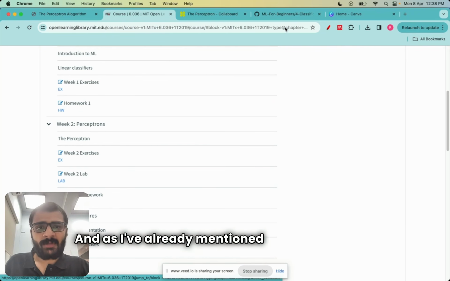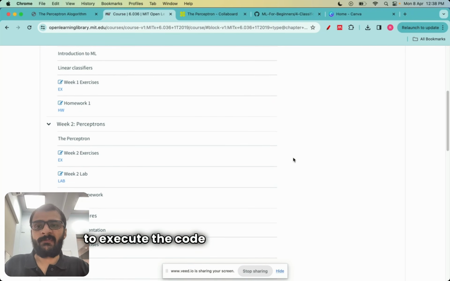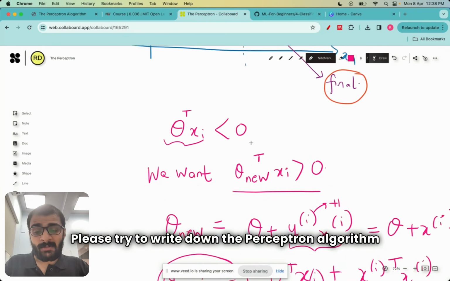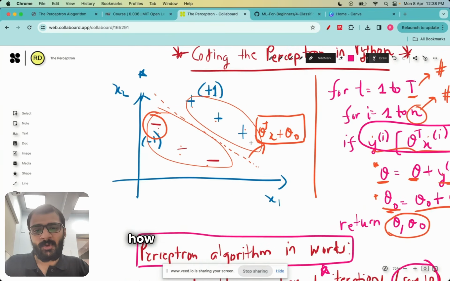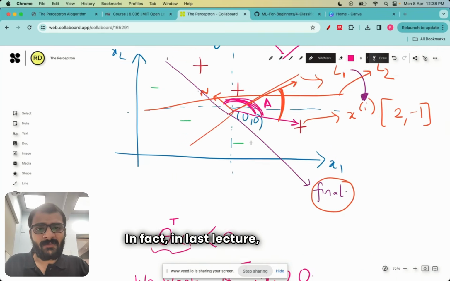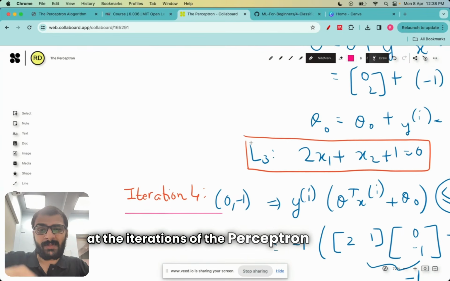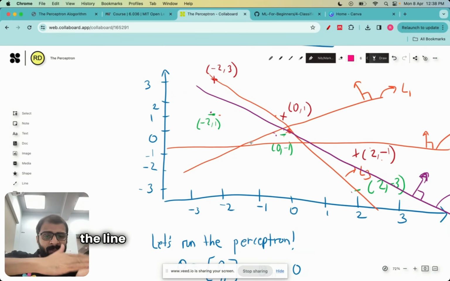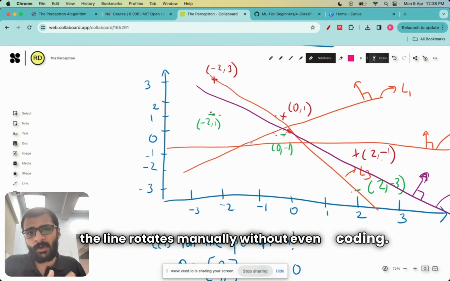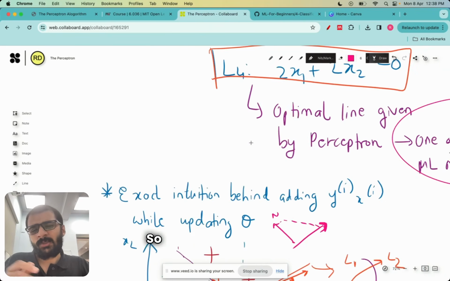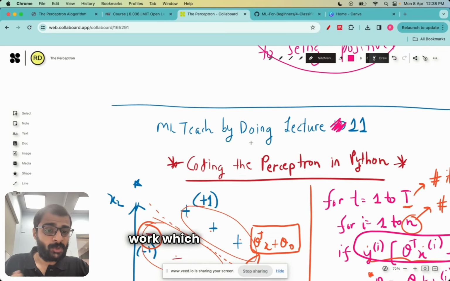As I've already mentioned before, please try to execute the code files which I'm uploading. Please try to write down the perceptron algorithm on your own so that you can see how it is working, how it learns. In fact, in the last lecture, we looked at the iterations of the perceptron manually. We took an example and we saw how the line rotates manually without even coding. That just gives us a lot of intuition about how a machine learns. So this is the kind of hard work which you will need to do.